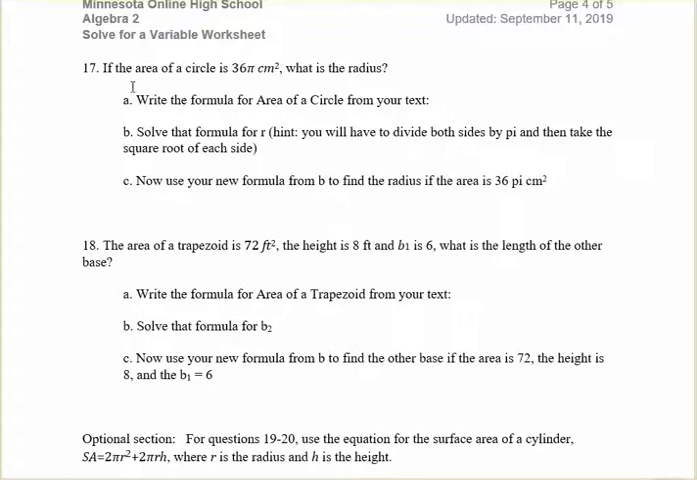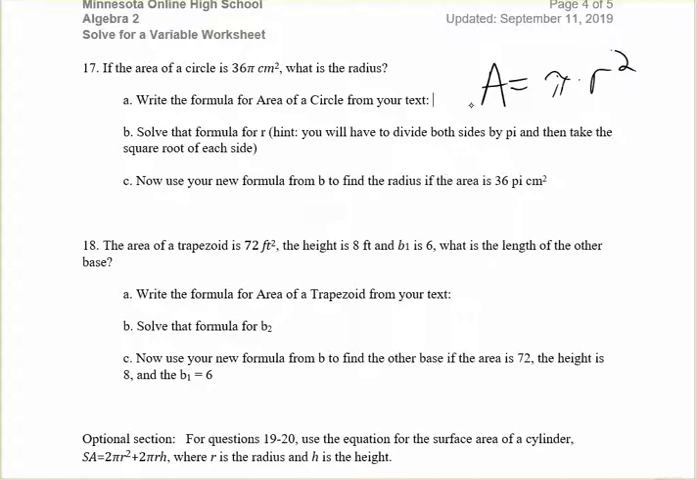Number 17 says, if the area of a circle is 36 pi centimeters squared, what is the radius? So there's three parts to this. Question A says to write the formula for area of a circle down from your text. So you'd look back in this section of your book, or maybe you have this memorized from geometry. The formula for area of a circle, you might remember, is that the area of a circle is equal to pi times the radius squared.